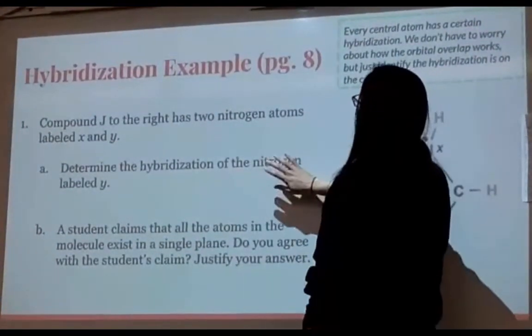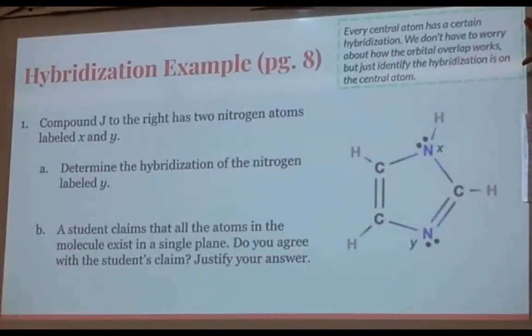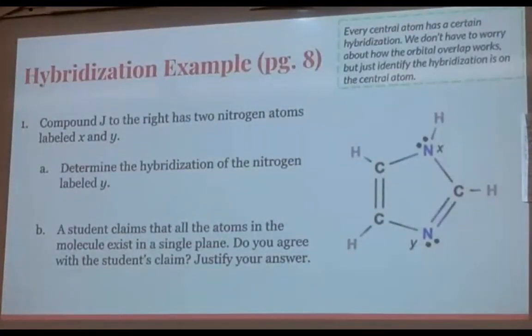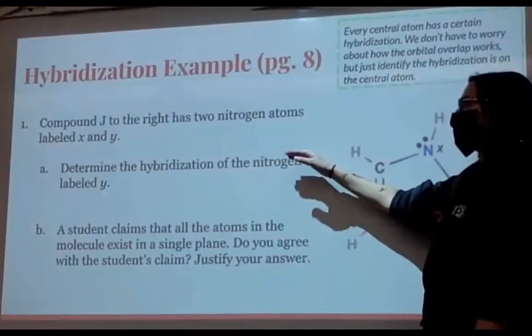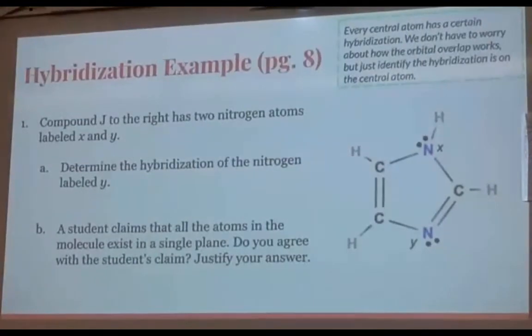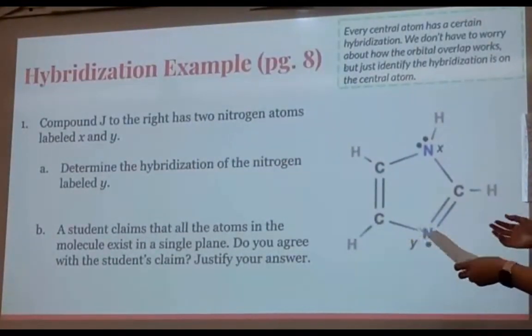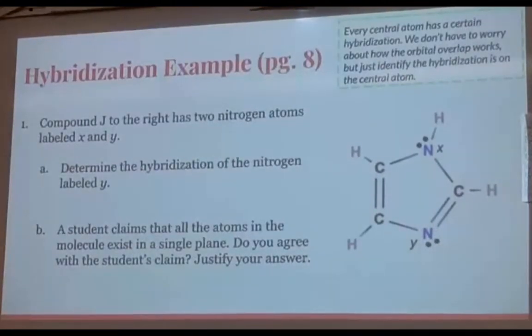So before we actually look at the example, something to point out up here. Every central atom has a certain hybridization. And really every atom in a molecule has a hybridization. But we focus just on the central atom. And it will ask us, just like in these questions, about a specific central atom. You don't have to worry about how the orbital overlap works. You just have to be able to identify hybridization.